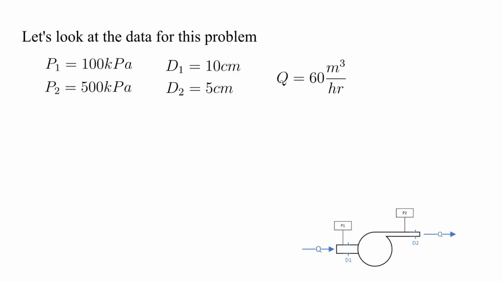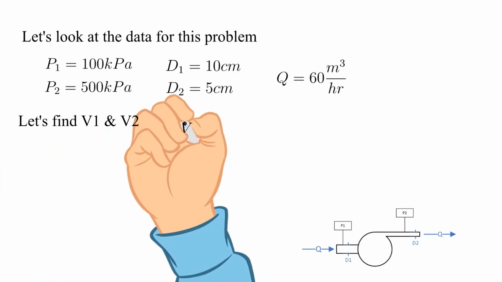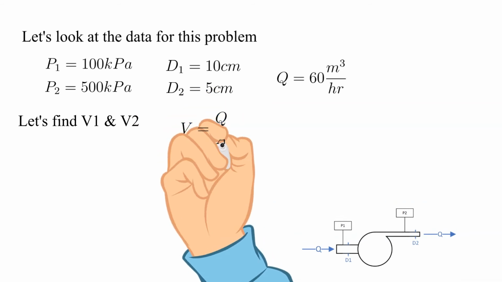Let's find the velocities at points 1 and 2 using the provided data. Taking care of units, we get the results shown here.